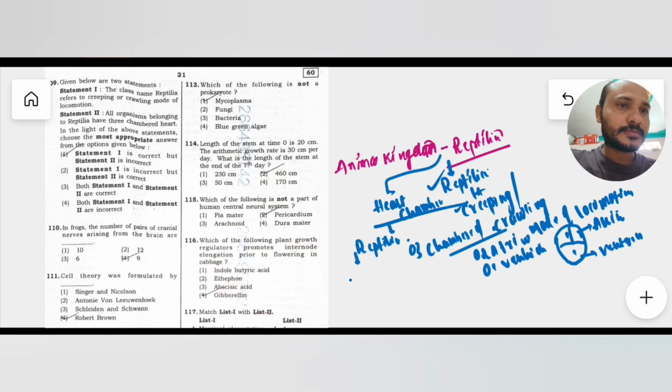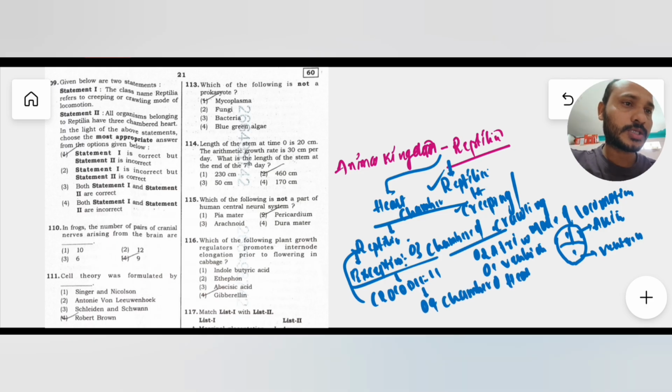And there is one exception in Reptilia, that is the crocodile. The crocodile belongs to the class Reptilia, but it has a four-chambered heart. Very important: four chambers of heart, like human beings. This consists of two upper chambers and two lower chambers, meaning two atria and two ventricles.